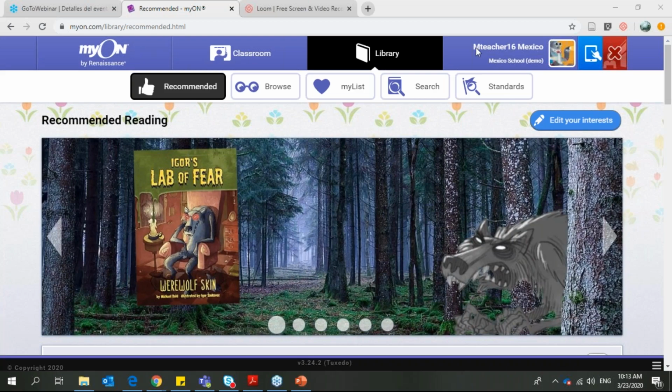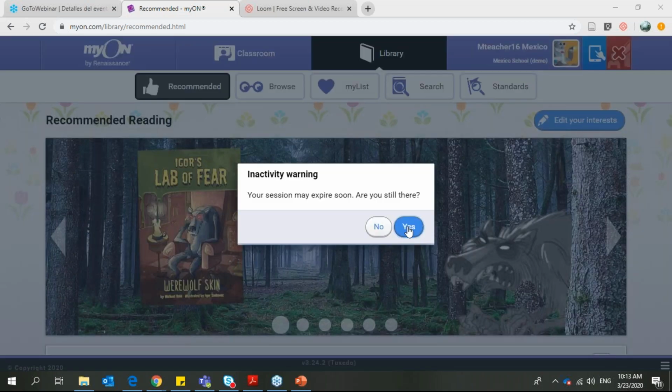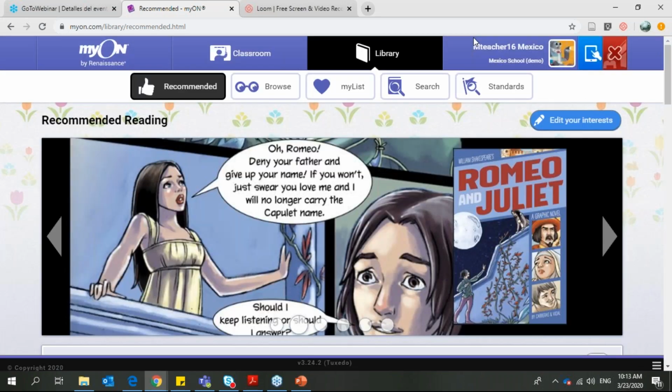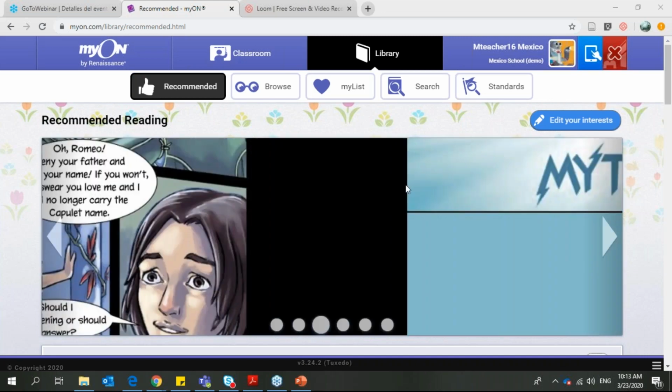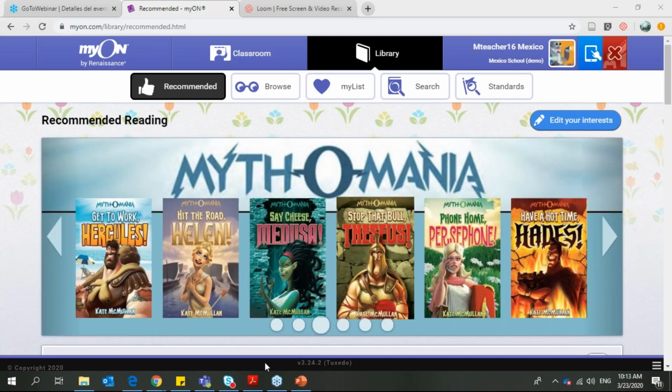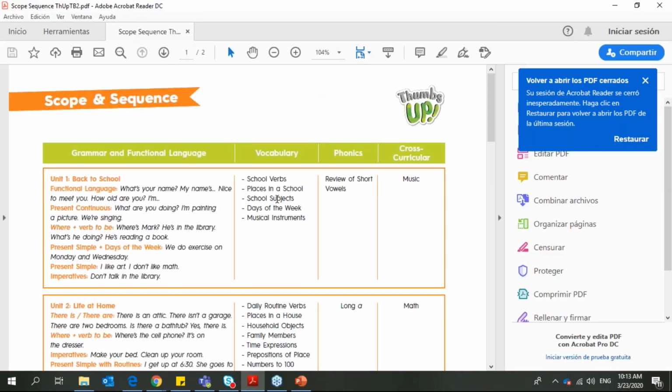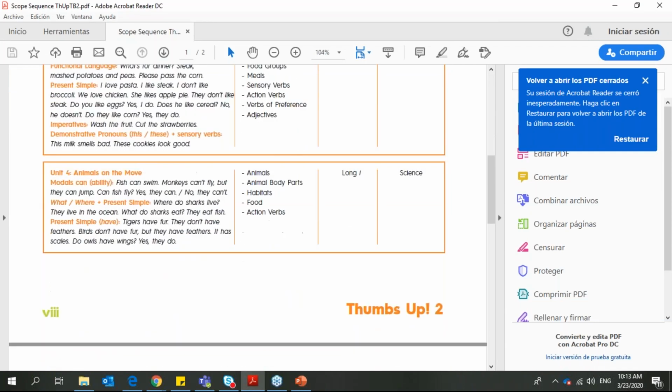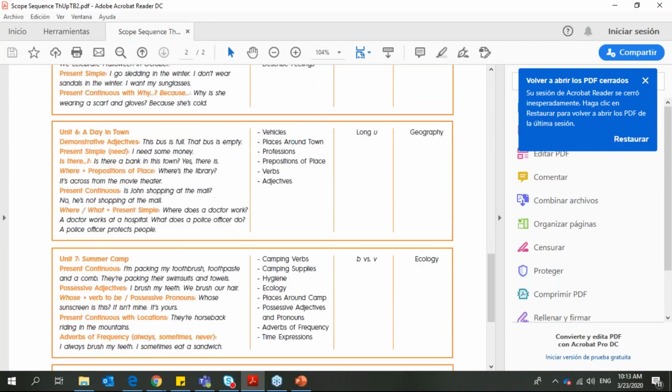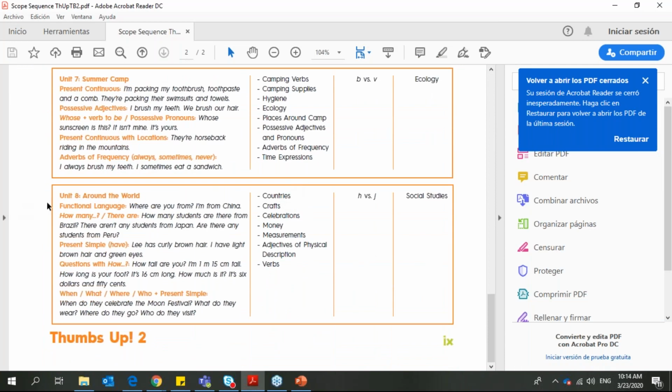So let's see. As I mentioned before, what I want to do is to practice grammar, okay? I want to practice with my grammar structures. And of course, in order to do that, I need to check out my scope and sequence. Let's suppose that I want to teach Unit 8 with Thumbs Up second grade, and I am going to teach the structures when, what, where, who, plus present simple, okay?